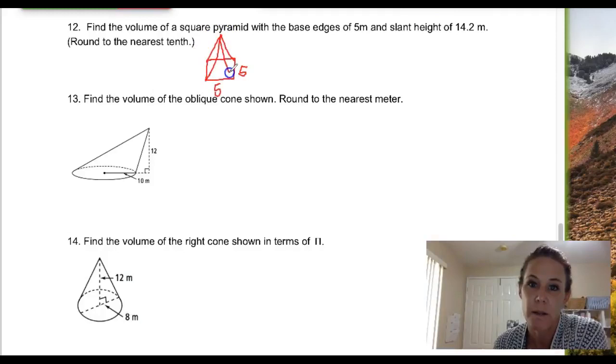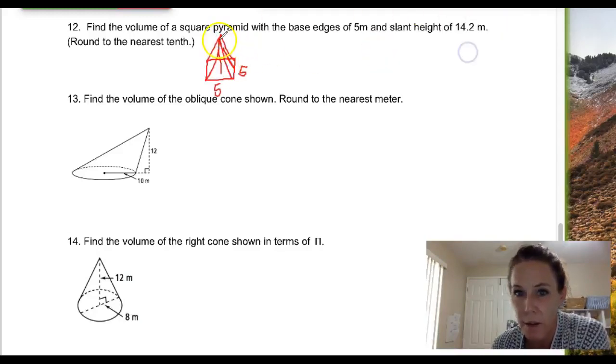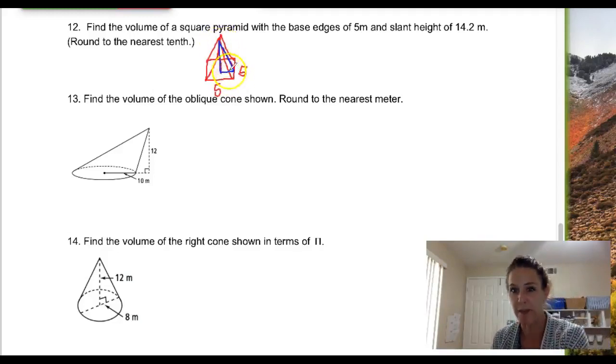With this pyramid, we're not given the height, which would be the center, and that's what we need to find the volume of the pyramid. We're given the slant height right here, the face height. So let me do that in another color. We're given the height of the face, and we need the height of the pyramid. So we need to figure out the height using the Pythagorean theorem, the h.